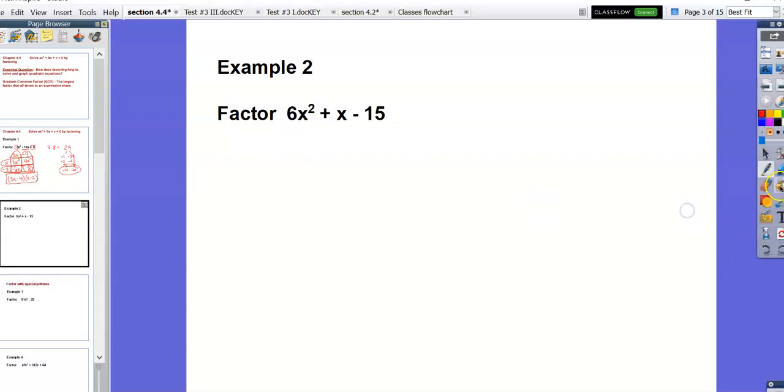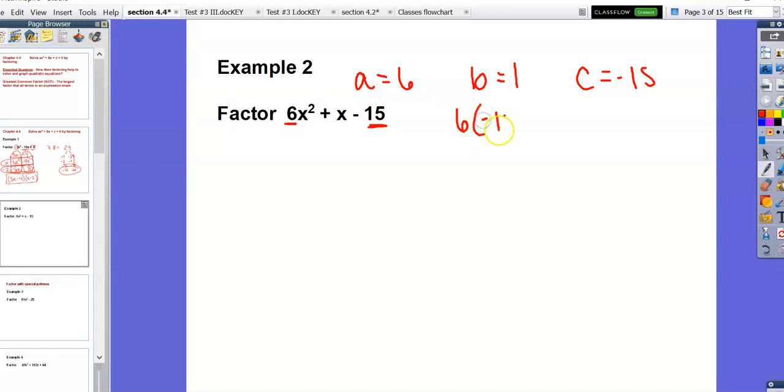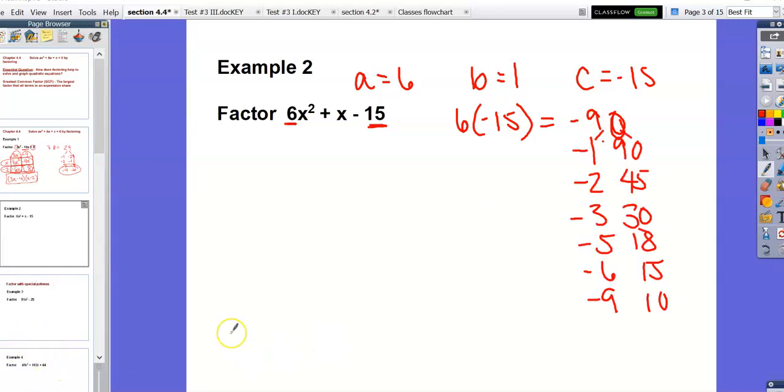Let's try one more like this. Again, we have something in front of x squared, so we need to take the a and the c. You can identify your constants first. Multiply the a and the c term. We should be getting negative 90. I'm going to write out the entire factor pair list. I did that just for the sake of time.